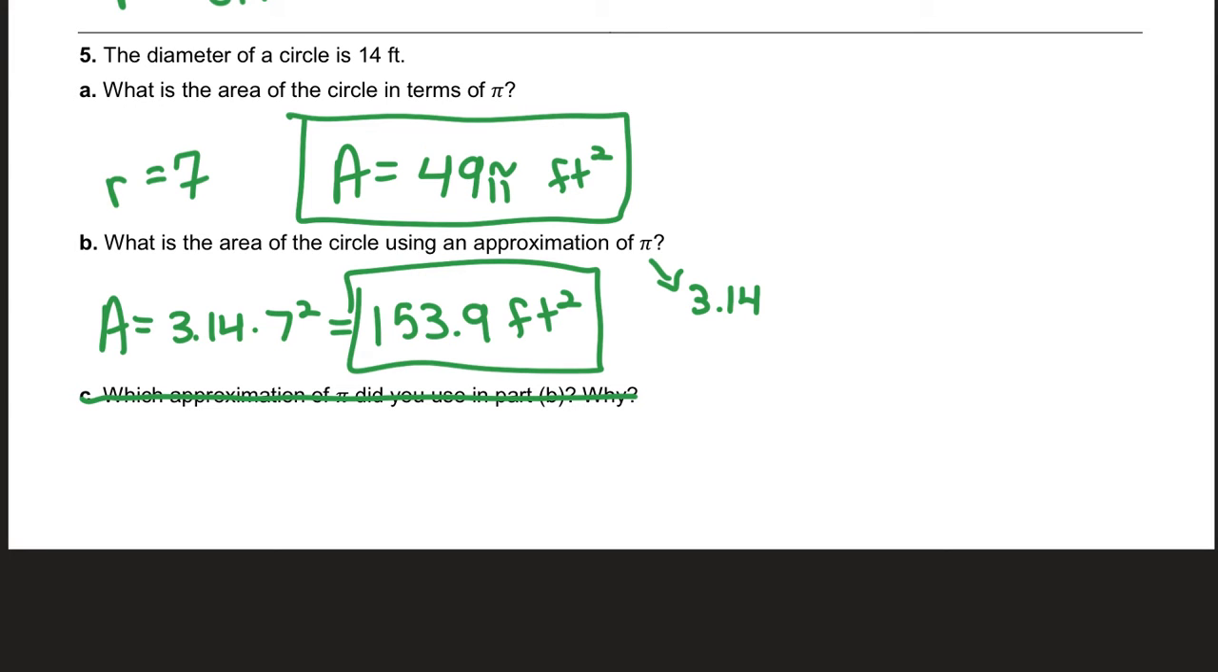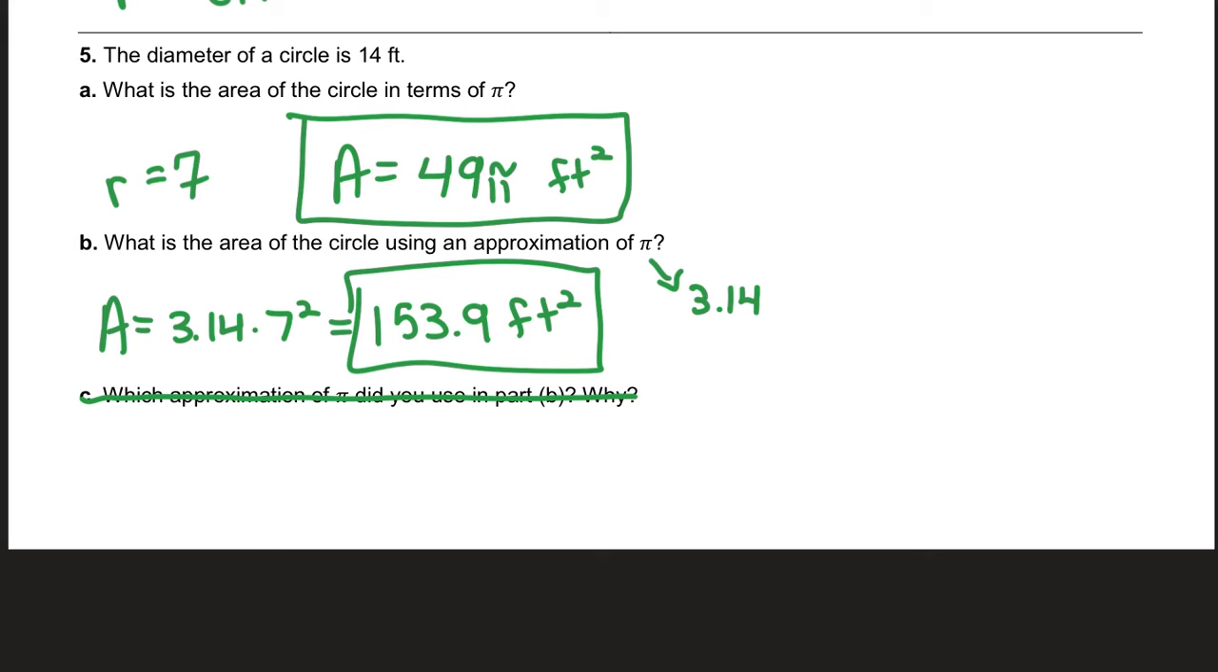Okay, so for the first part, it's recognizing the diameter is 14, so the radius is 7. I square the radius, I multiply it by pi. In terms of pi means you just treat pi like a variable. You don't convert pi to a decimal. You don't round. It's just an exact answer, 49 pi.